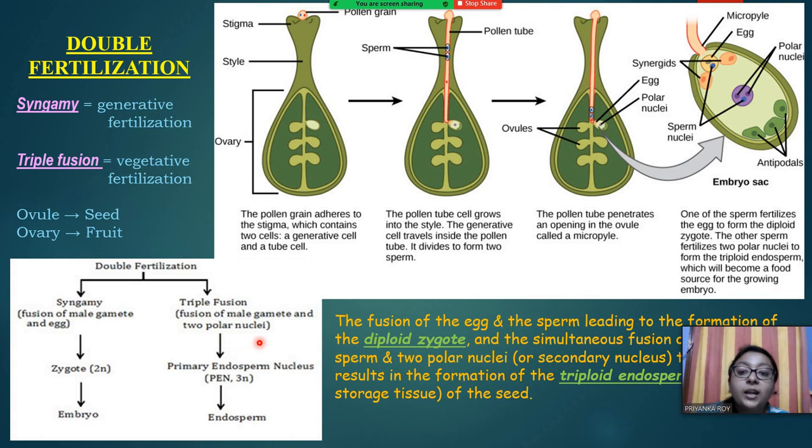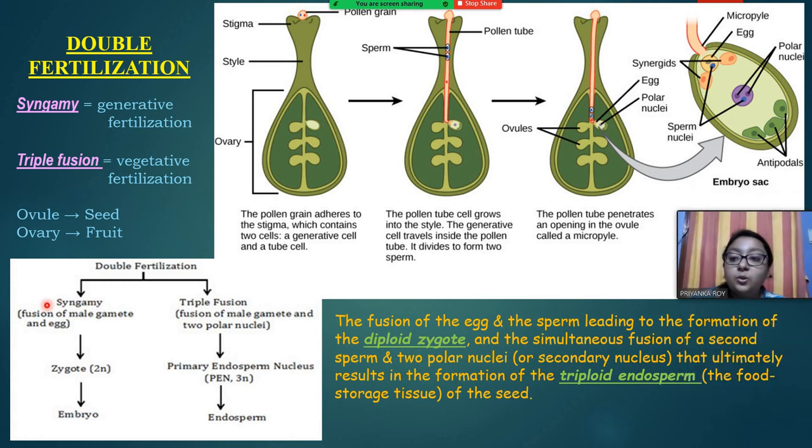The two polar nuclei are together called the secondary nucleus, and these three together give rise to the primary endosperm nucleus, or 3N, which is triploid, and will give rise to endosperm, which is the nutrition providing tissue of the embryo. And ultimately the ovule will become a seed and the ovary will become a fruit. So these two events happening together is known as double fertilization, which happens in angiosperms only.